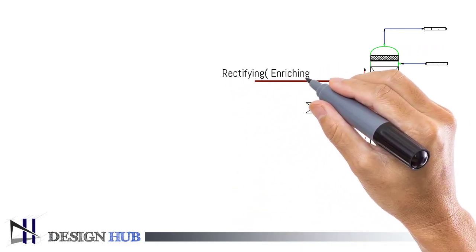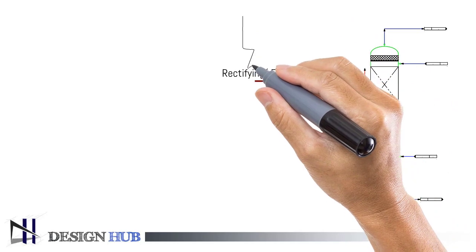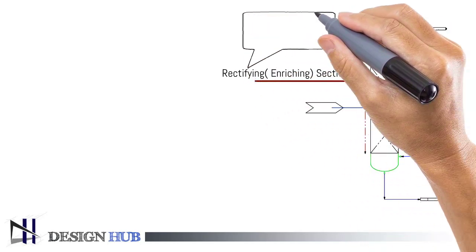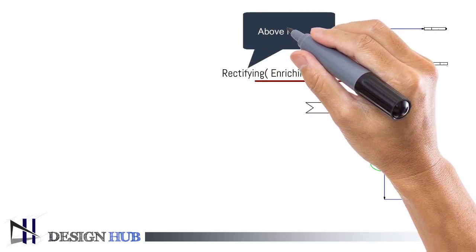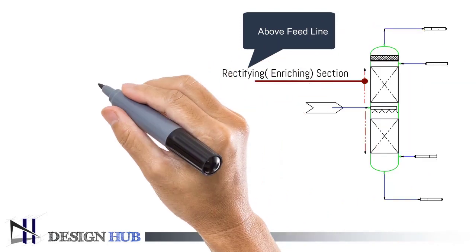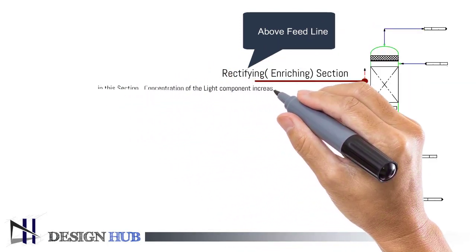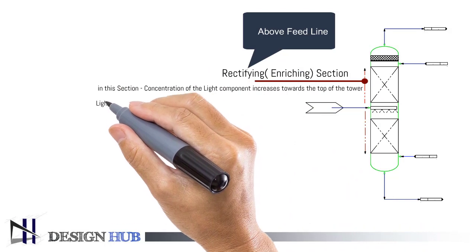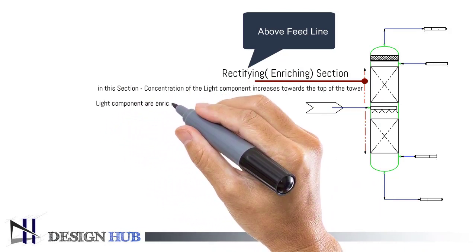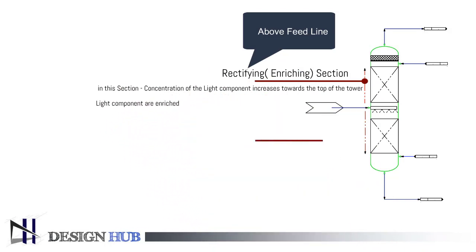A column is basically divided into two sections. The first one is the rectifying or enriching section. This section is above the feed line. In this section, the concentration of the light component increases towards the top of the tower. Light components, which are highly volatile, are enriched in this section.